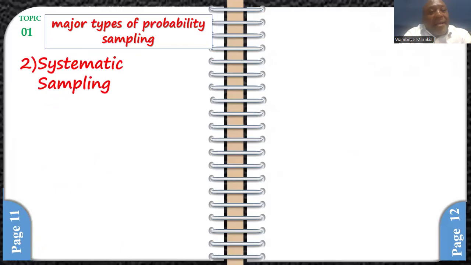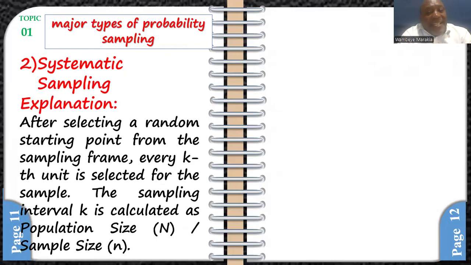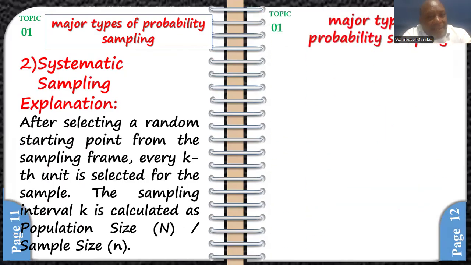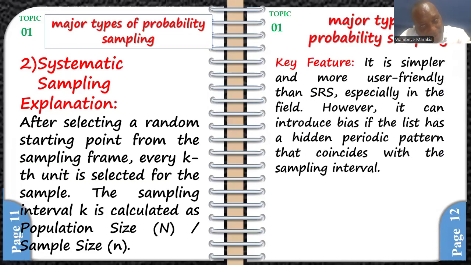The second type of probability sampling is systematic sampling. After selecting a random starting point from the sampling frame, every Kth unit is selected for the sample. The sampling interval K is calculated as the entire population over the sample size. It is a division where you take the entire population over the sample size.